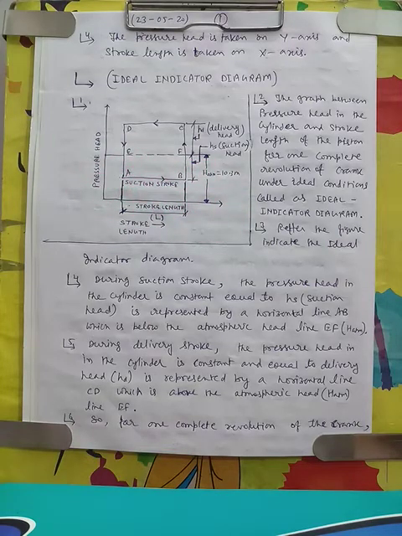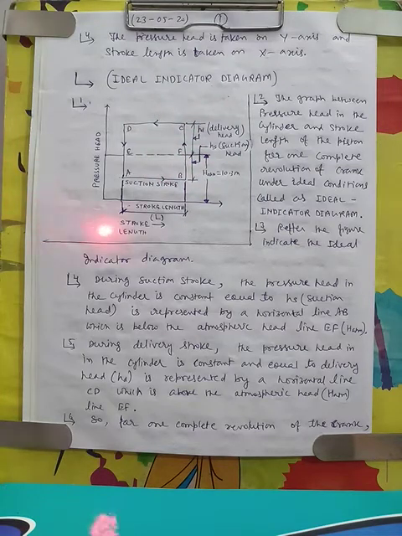So when only the theoretical suction head is taken, and a graph between suction head and stroke length is drawn, then that diagram is called the ideal indicator diagram. I have drawn this ideal indicator diagram.